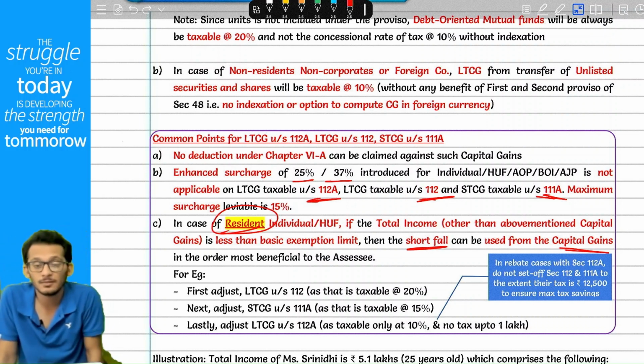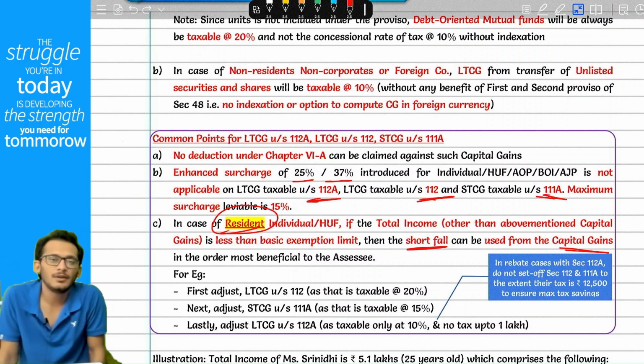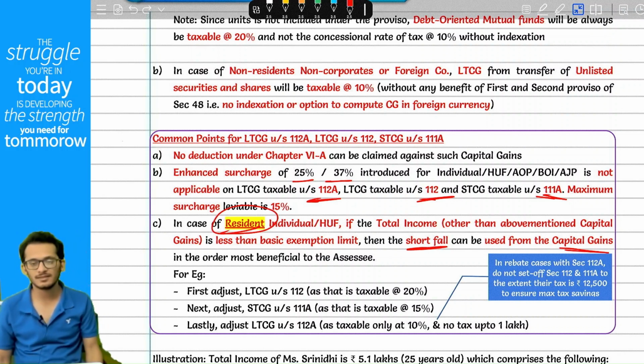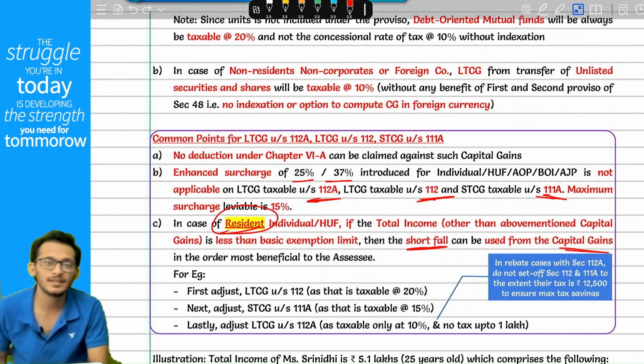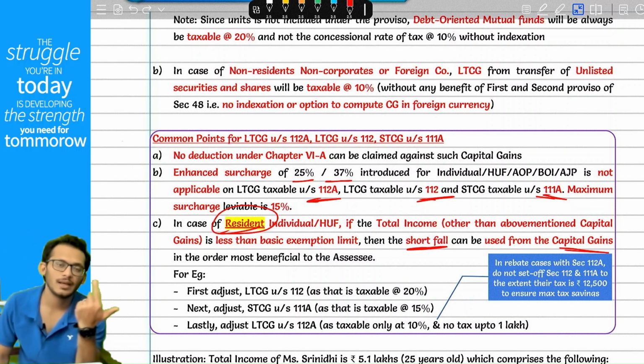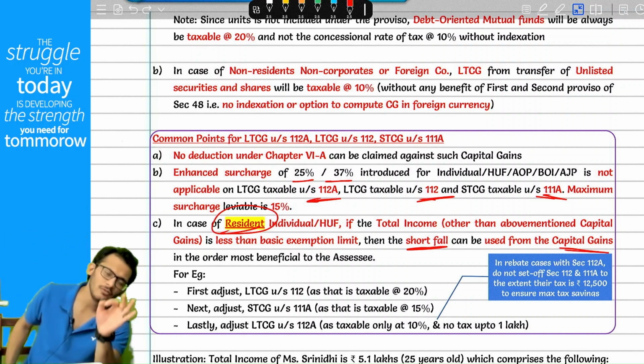Coming to 112, are you eligible for rebate? Yes. Are you eligible for indexation? Yes. What is your maximum surcharge rate? 15%.